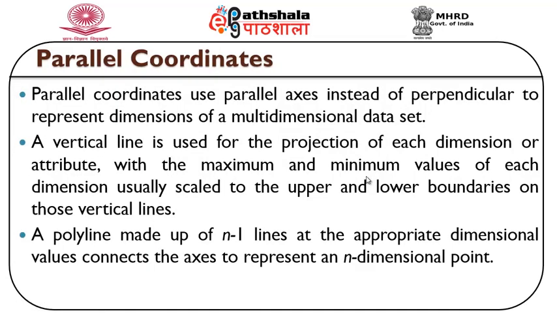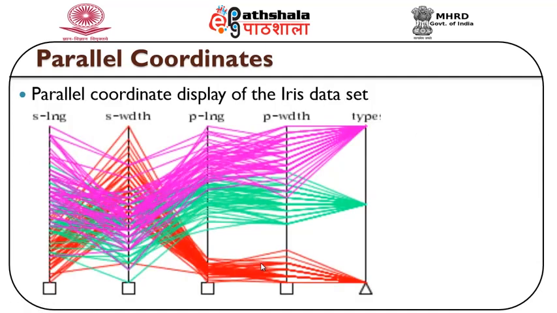The next set of visualization are the parallel coordinates. The parallel coordinates use parallel axes instead of perpendicular ones to represent the dimensions of a multidimensional data set. A vertical line is used here for the projection of each dimension or attribute, and the maximum and minimum values of each dimension are usually scaled to the upper and lower boundaries on those vertical lines. A polyline made up of n minus 1 lines at the appropriate dimensional values connects the axes to represent an n-dimensional plot. So this is an example of a parallel coordinate.